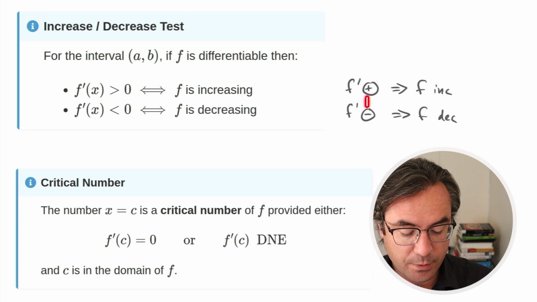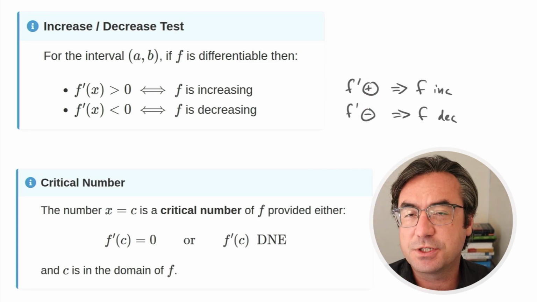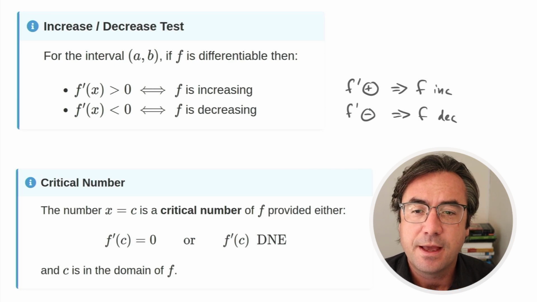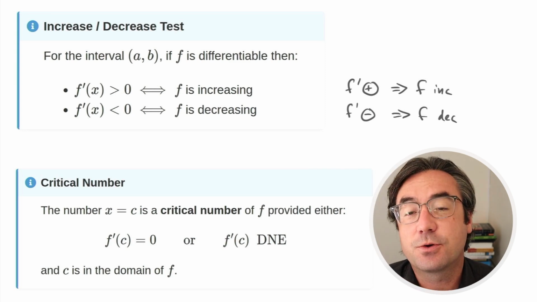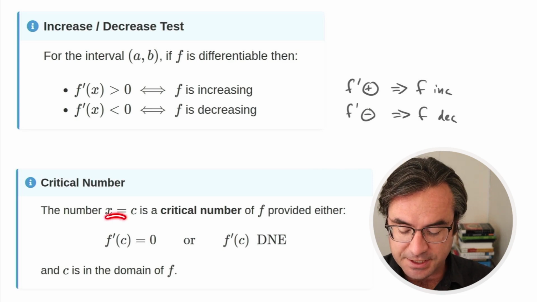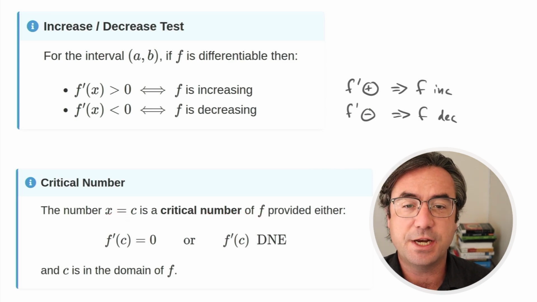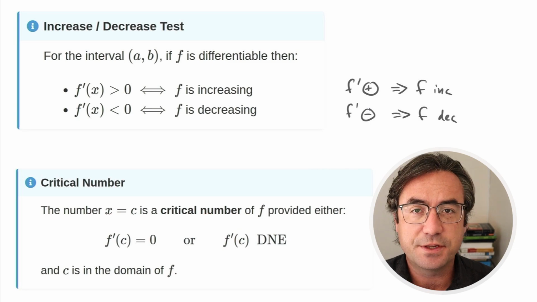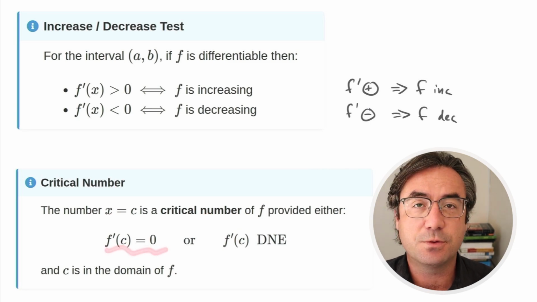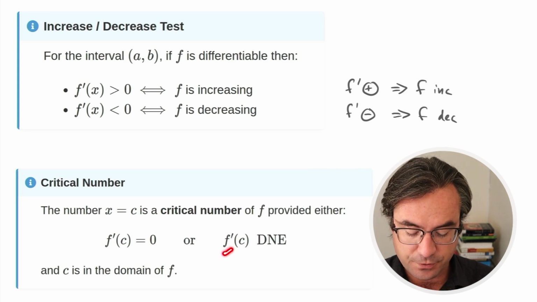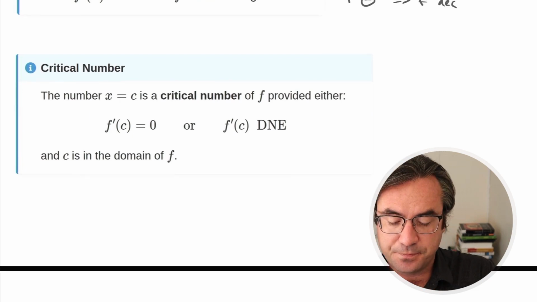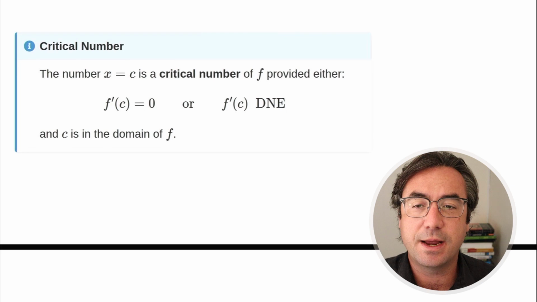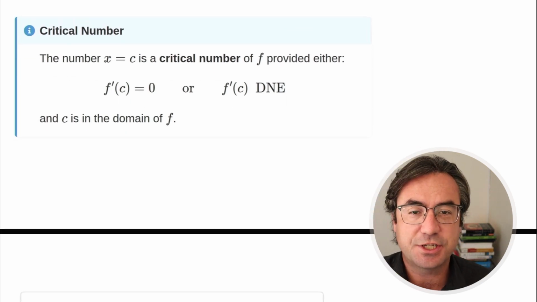And really we want to know where does it switch signs? How can it switch from positive to negative? And it can switch in one of two places. And we call these places critical numbers. So x equals c is called a critical number of the function f, provided one of two things happens. Either the first derivative is equal to 0 there, or the first derivative is undefined there. So these are the places where f prime can change signs.